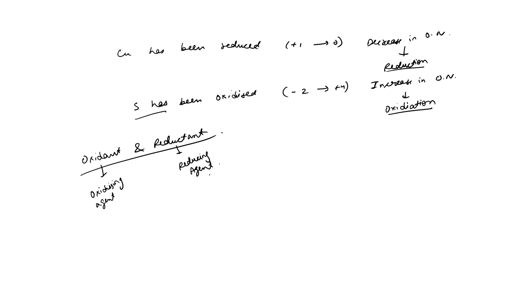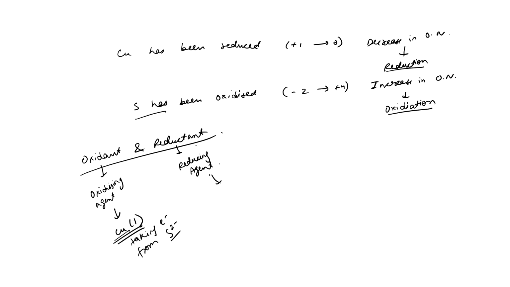That means copper 1, not copper, is an oxidizing agent because copper 1 is taking electrons from S2 minus. Copper 1, not copper. Now, we will see the reducing agent, which is giving electrons. The reducing agent is the element which has been oxidized. The oxidizing agent is copper 1 because copper has been reduced.